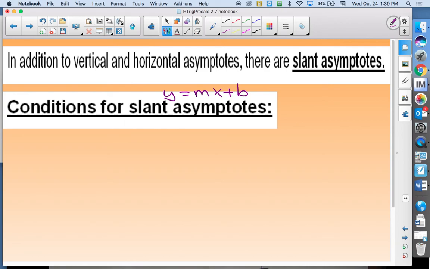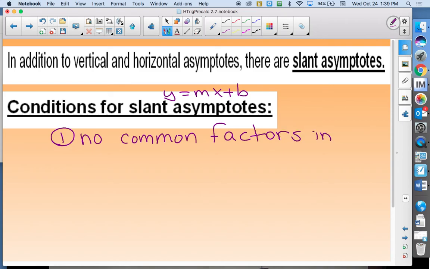2 things have to happen for a slant asymptote to exist. The first one is that our equation cannot have any common factors. So the problem we just looked at doesn't have a slant asymptote because the numerator and denominator had something in common. So no common factors, because then there isn't an asymptote if that cancels out. And I'm abbreviating numerator and denominator instead of writing it all out. So one condition, the numerator and denominator cannot have common factors. If they do, a slant asymptote doesn't exist. You might not have any asymptote existing.